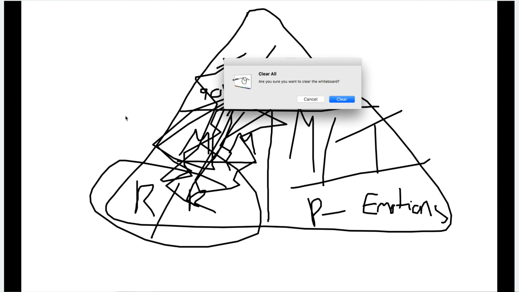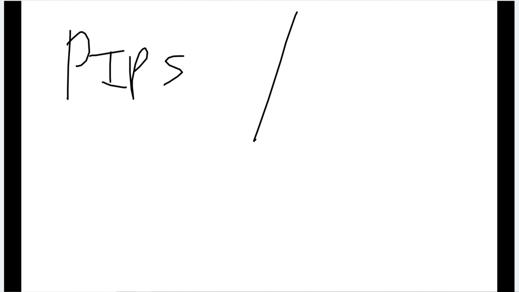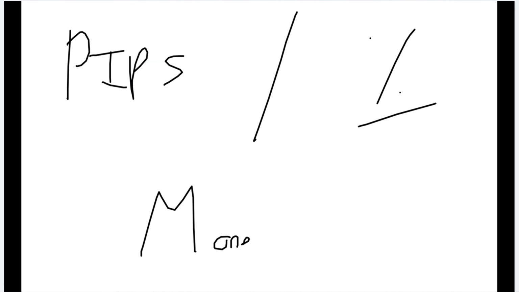Okay, so let me just get rid of that for now. Now, the next thing I'm going to go over is primary focus in this market: pips, percentages. Pips and percentage. Now, these are so important. So you got the pips. You have the percentage. And then you also have, which is of importance, money.